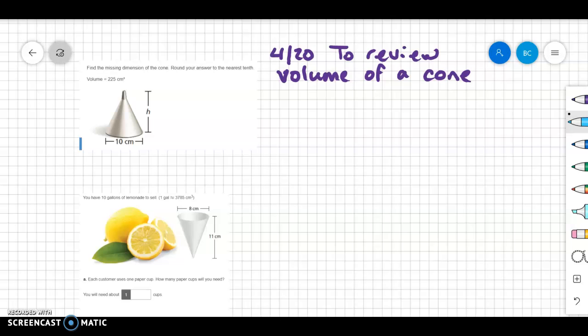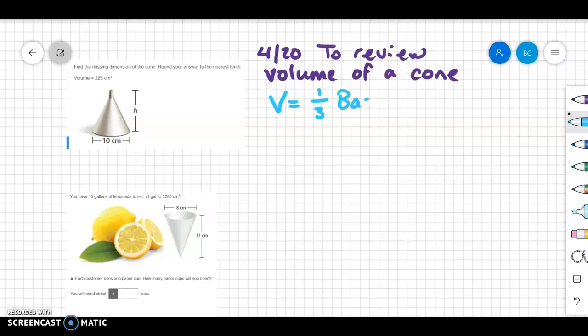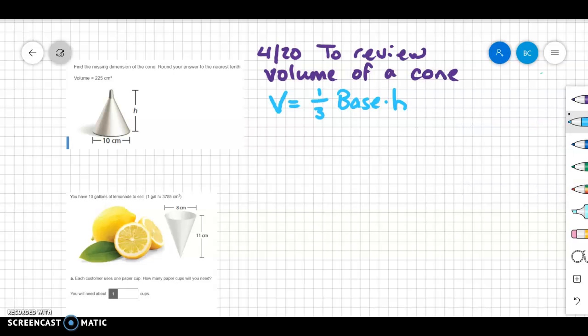So in these problems, I'm always going to start by writing down the formula. So I know that the volume of a cone is 1/3 its base times the height. And in this case, it's the height that I'm trying to find. So when I'm looking for the area of the base, the area of the base equals pi r squared.